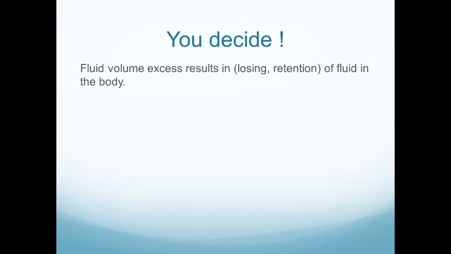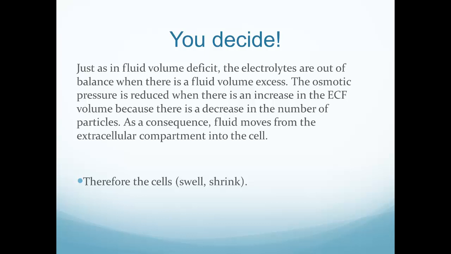Fluid volume excess results in either losing or retention of fluid in the body. So what do you think the correct answer here would be? Fluid volume excess, hanging on to too much fluid, causes the retention of fluid in the body. Just as in a fluid volume deficit, the electrolytes are out of balance when there's a fluid volume excess. As a consequence, fluid moves from the extracellular compartment into the cell, and cells will swell or shrink. Cells will swell if fluid is moving from the extracellular compartment into the cell.